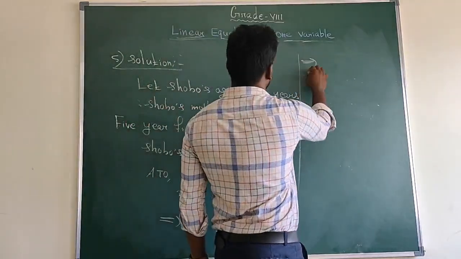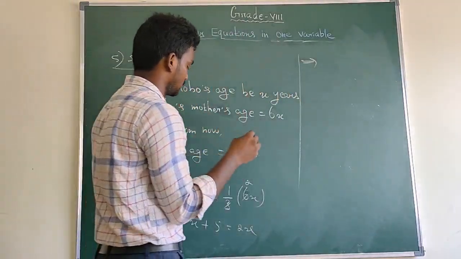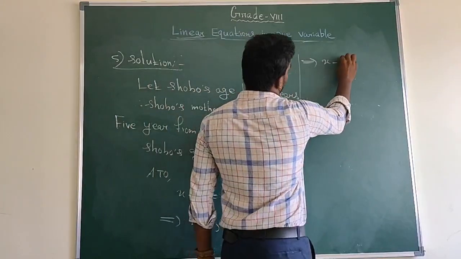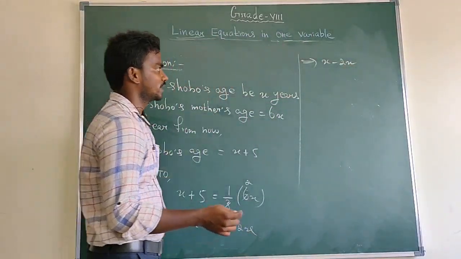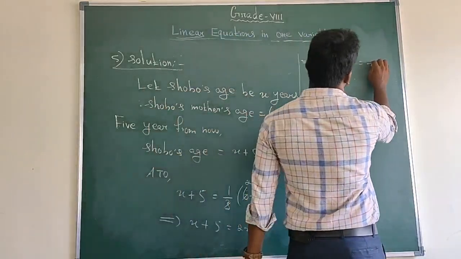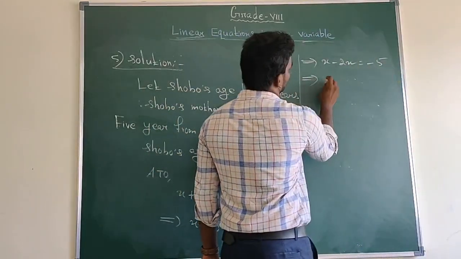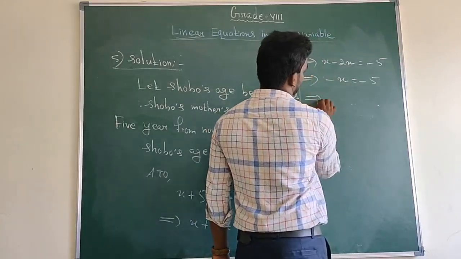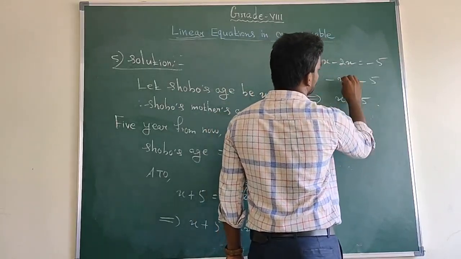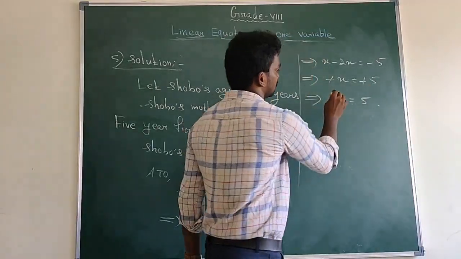So we can consider x plus 5 is equal to 2x. Then 2x is transposed into the LHS, so this is minus 2x, which is equal to 5 transposed into minus 5. So what is the value? Minus x is equal to minus 5, which implies the value of x is equal to 5. That means the minus and minus cancel.